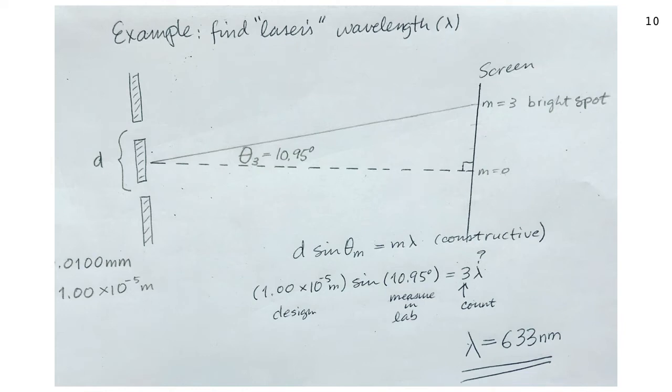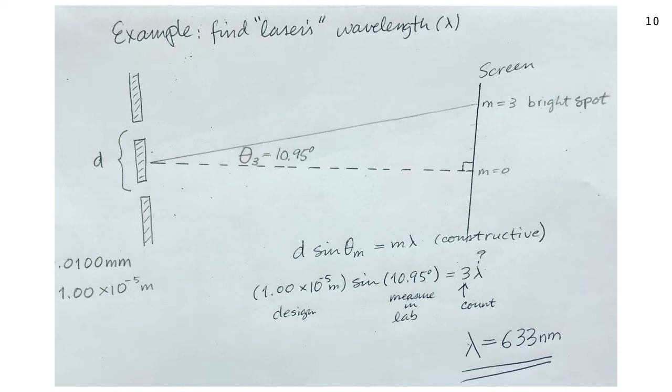Okay, here's m equals 0, and m equals 1, m equals 2. I'm going to put my m equals 3. So this is my m equals 3 bright spot up here, okay?